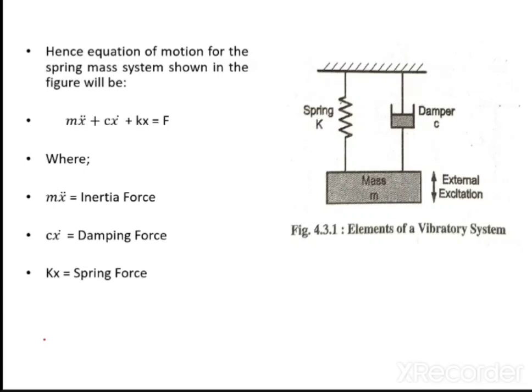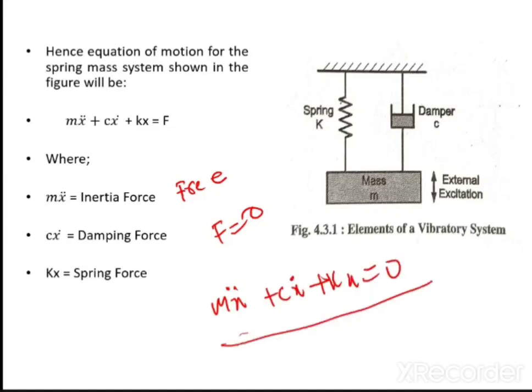Now very, very important. When the vibrations are free vibrations, this F will always be equal to zero. Why will it be zero? Because we are giving only an initial displacement. So the equation becomes m x double dot plus c x dot plus k x is equal to 0. So this is called a free vibration.